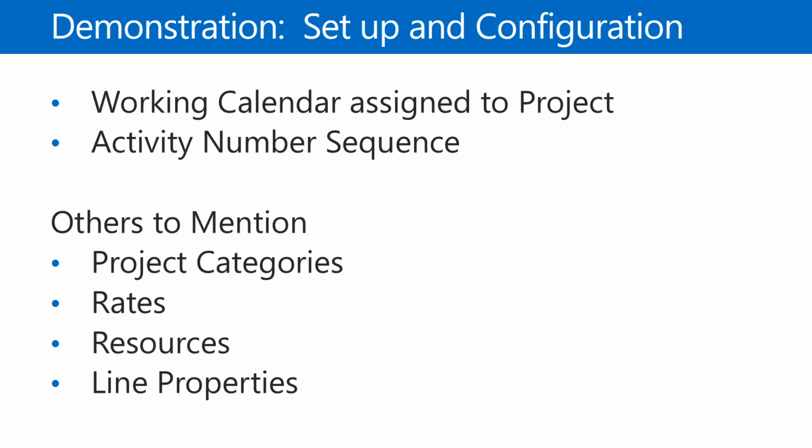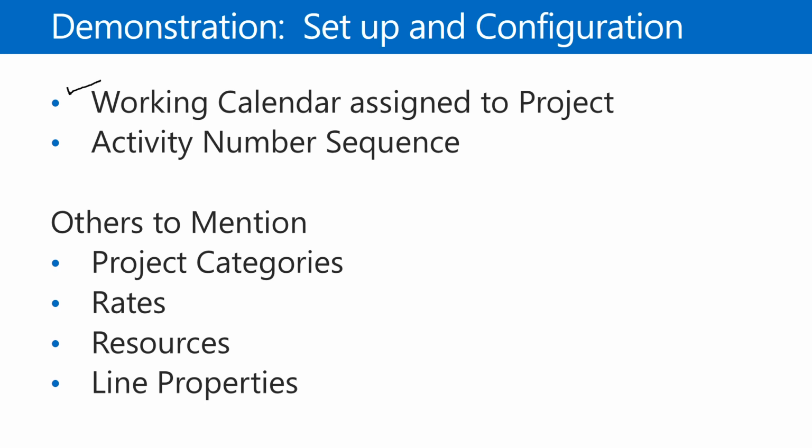The first one is a working calendar assigned to the project. A working calendar is something that you define for scheduling purposes, and it really shows per day how many hours are available to work. In the demo data, I think the default working calendar is 8 hours per day.